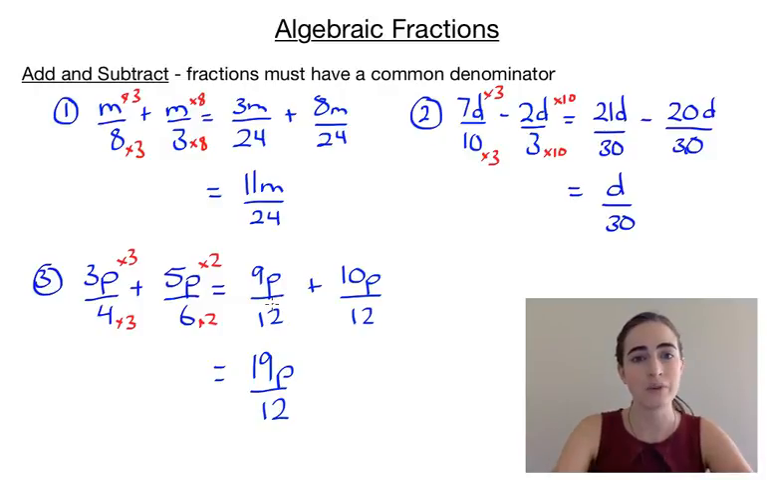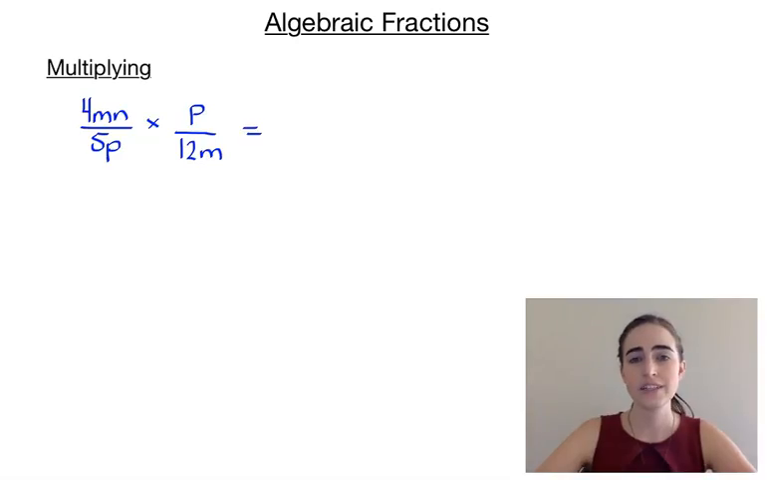Now let's have a look at multiplying and dividing. So our first example of multiplying is we've got 4mn over 5p times p over 12m. So when we're doing this before we multiply numerators and denominators, we want to go through and simplify everything if we can. So anything on the top can be simplified with anything on the bottom. So this p up the top and the p down the bottom, they can cancel each other out. Same thing with the m's. So there's an m up here and an m down the bottom as well.